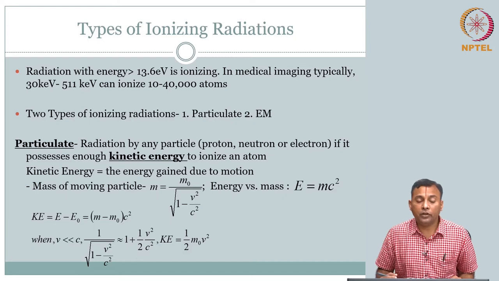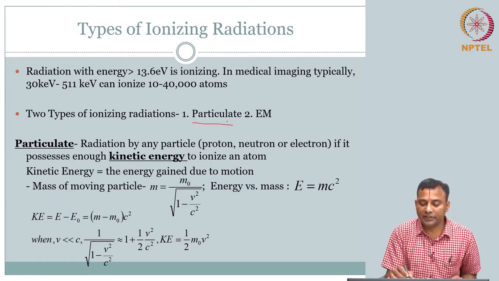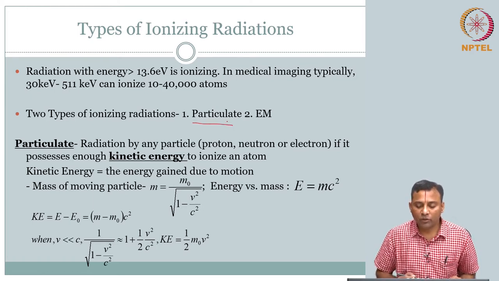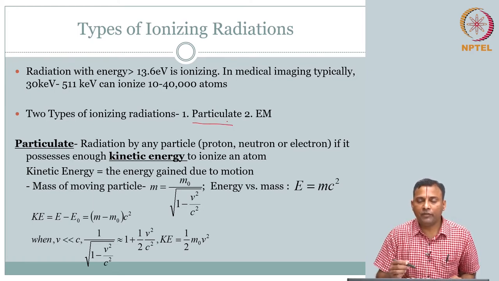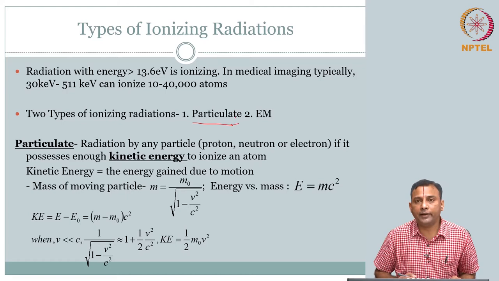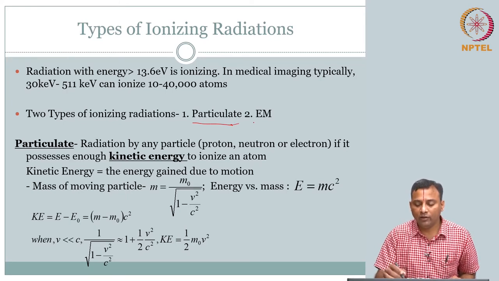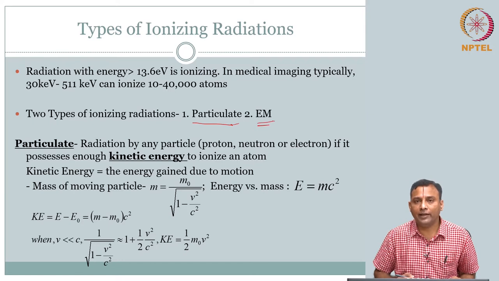Well, particulate radiation is one of the types of ionizing radiation, right? So we talked about this, and the order in which we will proceed is we'll try to understand how particulate radiation interacts with the material, and then go to electromagnetic radiation and how it interacts with the material. Okay, in that order we will go.